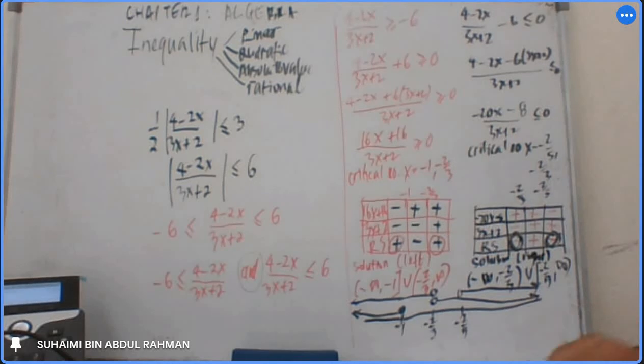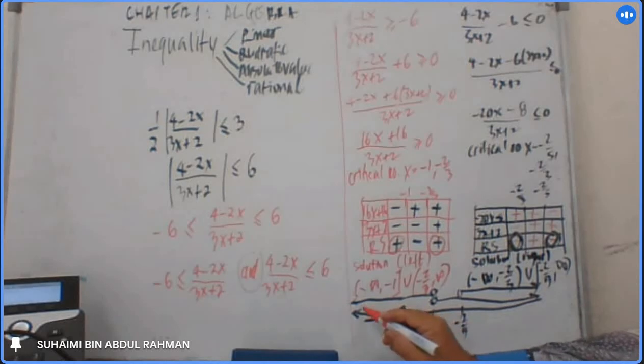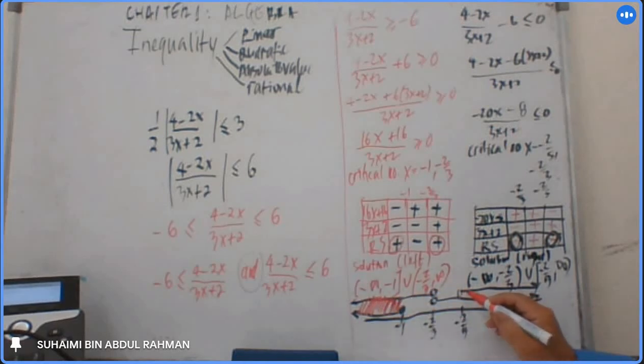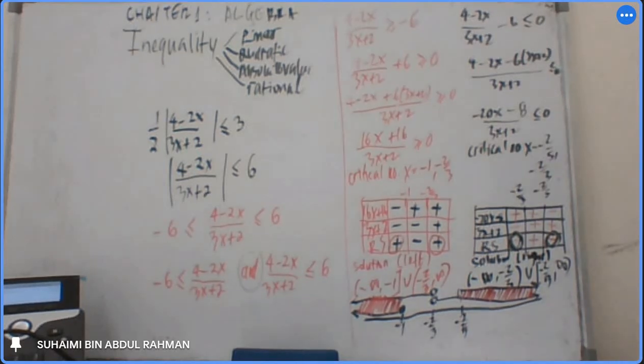Right. So where do they intersect? They intersect only this part, and this part. Apart from that, no intersections.